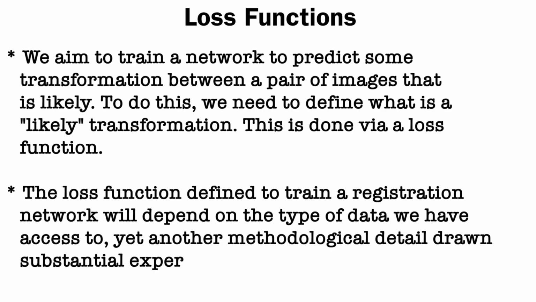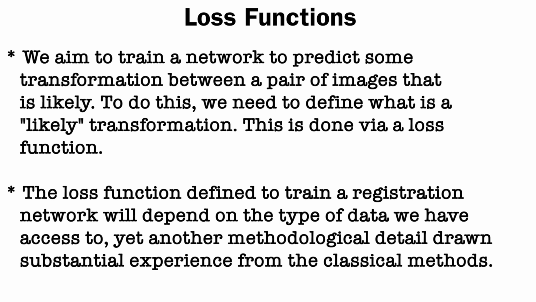Now, what is a loss function? We aim to train a network to predict some transformation between a pair of images that is likely. To do this, we need to define what is a likely transformation. This is done via a loss function. The loss function used to train a registration network will depend on the type of data we have access to. Yet the methodological details draw substantially from the classical methods.